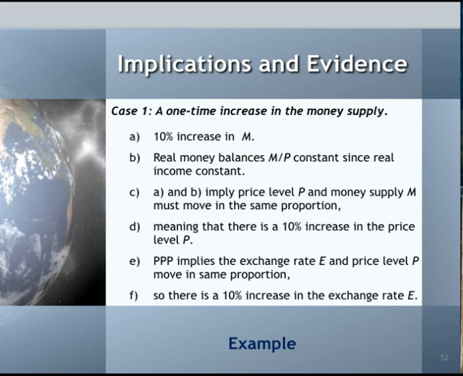But all of this implies that there is an increase of 10% in the exchange rate as well. Now, that's case 1, where you have a one-time increase in the money supply. So again, because it's a one-time increase in the money supply and Y is held constant, we have to have the exact same percentage increase in the price level and therefore this exact same percentage increase in the exchange rate.